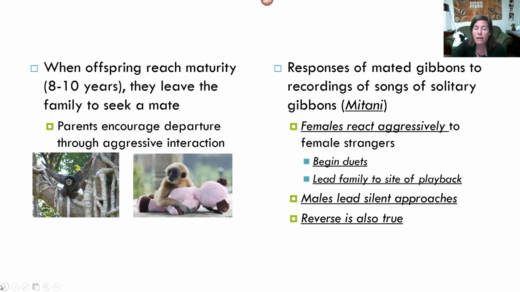What happened with the males? Well, if the male was the first one to hear the response of the solitary female, they led a very silent and quiet approach to this vocalization. The reverse was also true. The males would react aggressively to male strangers. They began duets and led the family to the site of the playback. And when it was a strange male, if a female was alone when she heard it, she would lead silent approaches to that male's vocalizations.